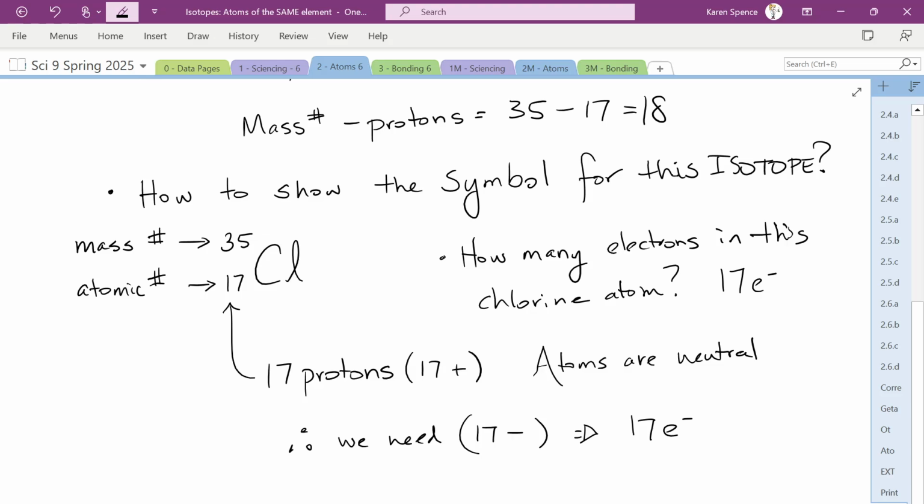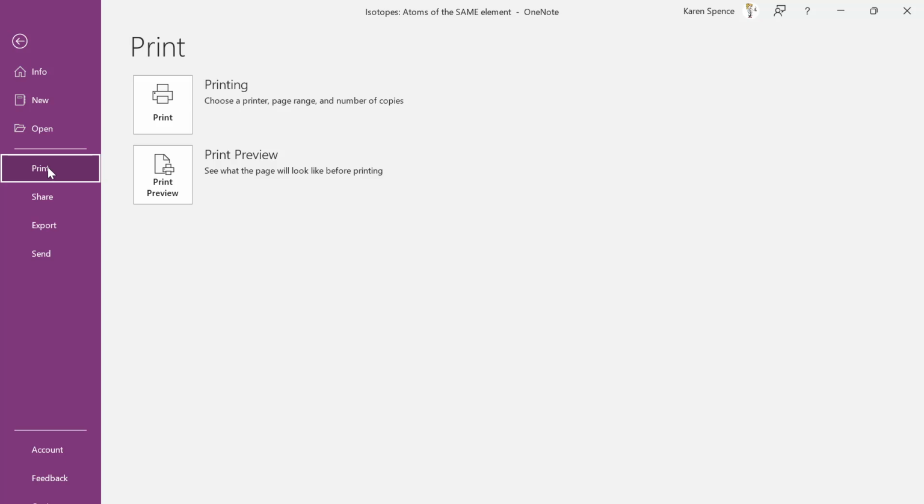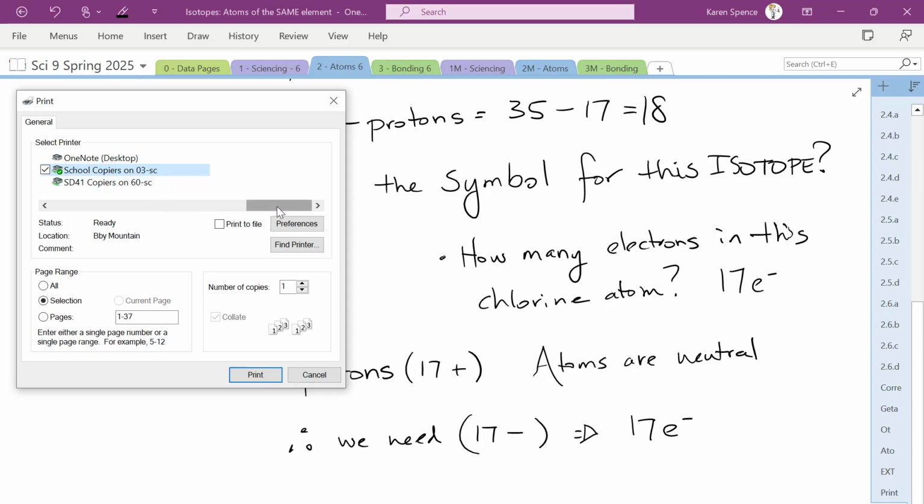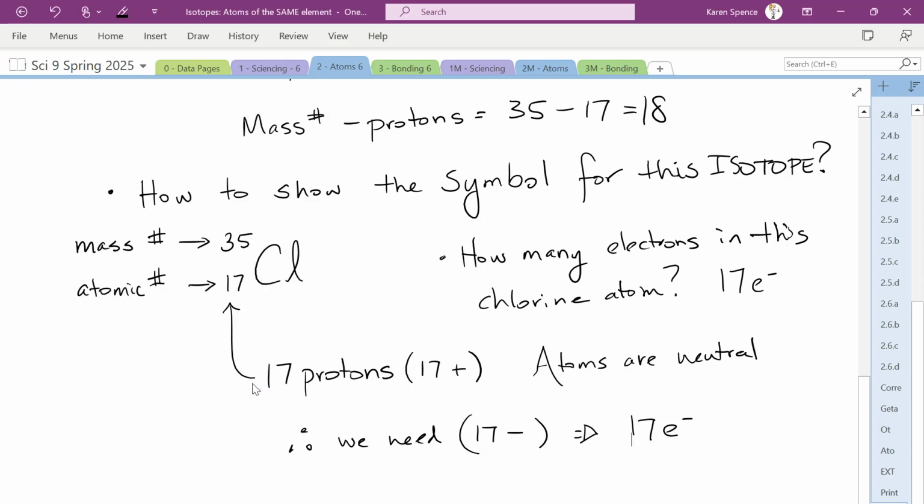And who would like a printout of that? 1, 2, 3, 4, 5, 6, 7, 8, 9, 10. I'll make a class set. Okay, let's just go File, Print. And let's go to 338. And let's make 26. Print. Okay.